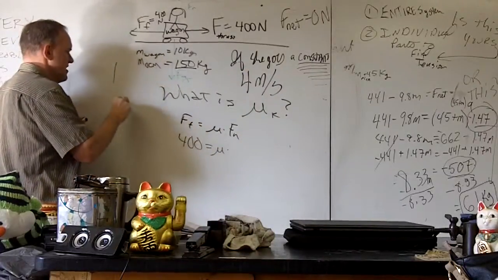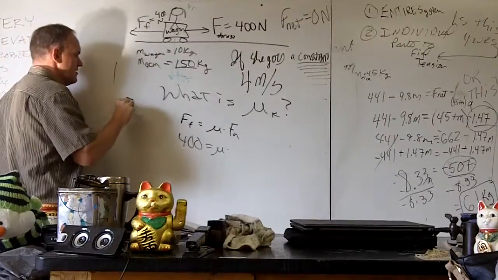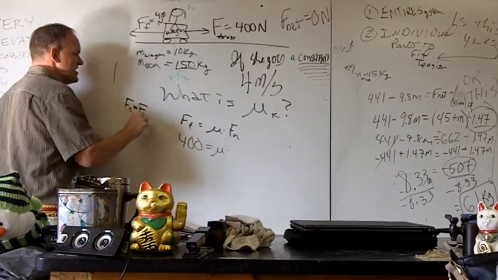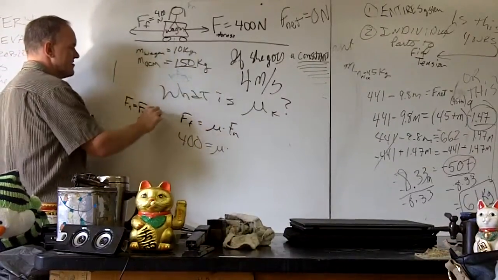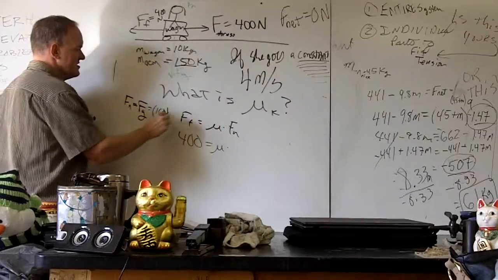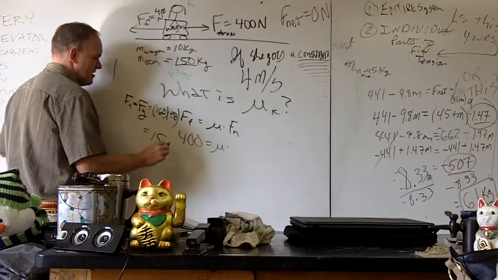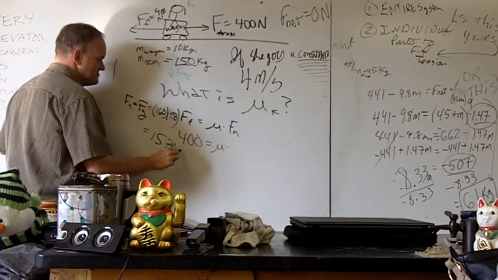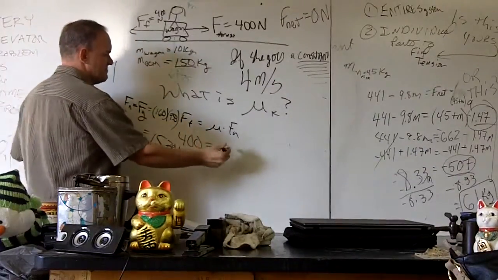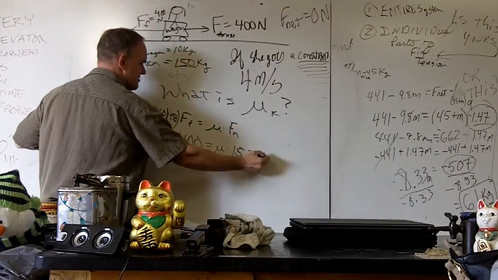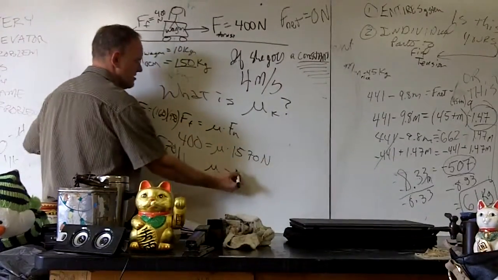So we know the normal is equal to the weight, right? And we know the weight is the two masses together, 150 plus 10, times 9.8, which is 1,570 newtons. So we have 400 is the friction force. That equals mu times 1,570 newtons. So mu is 400 over 1,570, which is?